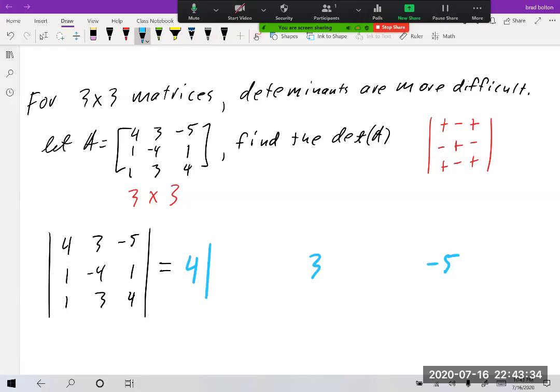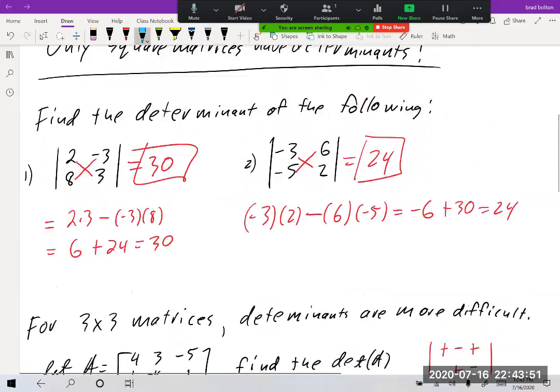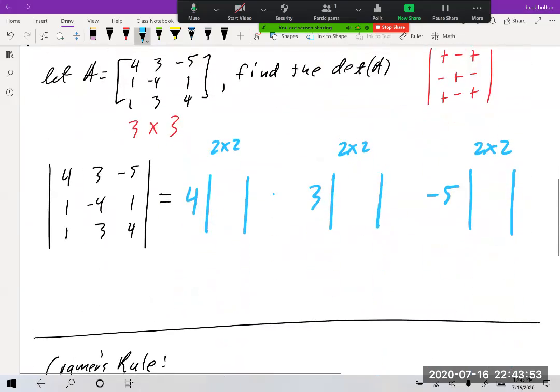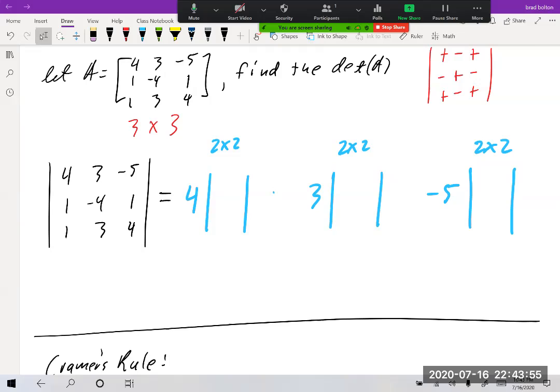And I'm going to build another 2 by 2 determinant there, another there, and another there. These are all going to be 2 by 2s because I know how to do 2 by 2s really well from this example up here. It's really nice and easy. So we have to somehow work with this 4. Whatever row and column the 4 is in, we're going to wipe that out.